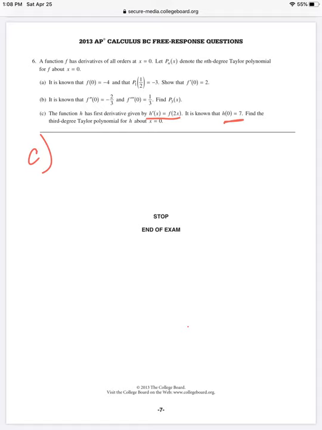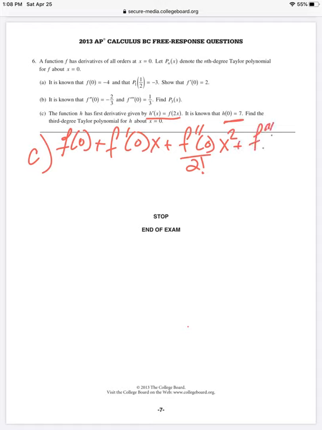So, how are we going to do that? Well, you could be plugging stuff in again. This is going to be h of 0 plus the first derivative at 0 times x plus the second derivative at 0 over 2 factorial times x squared plus the third derivative at 0 over 3 factorial times x cubed. Stopping here because it is a third degree. Correct? Now, what was f of x?